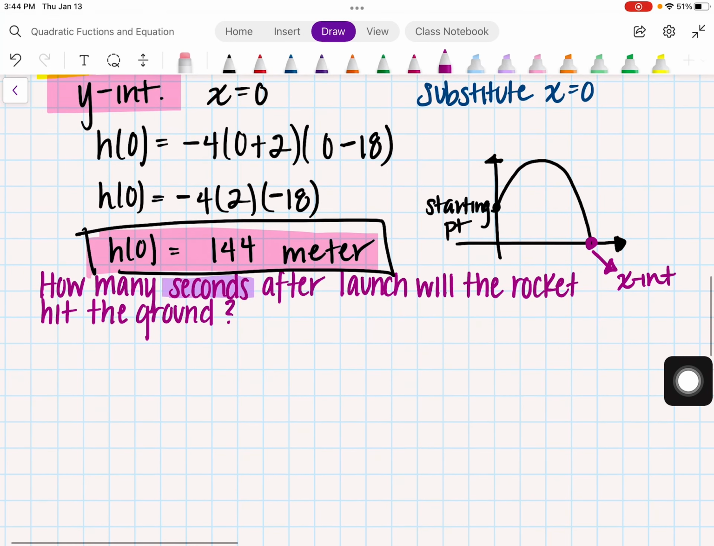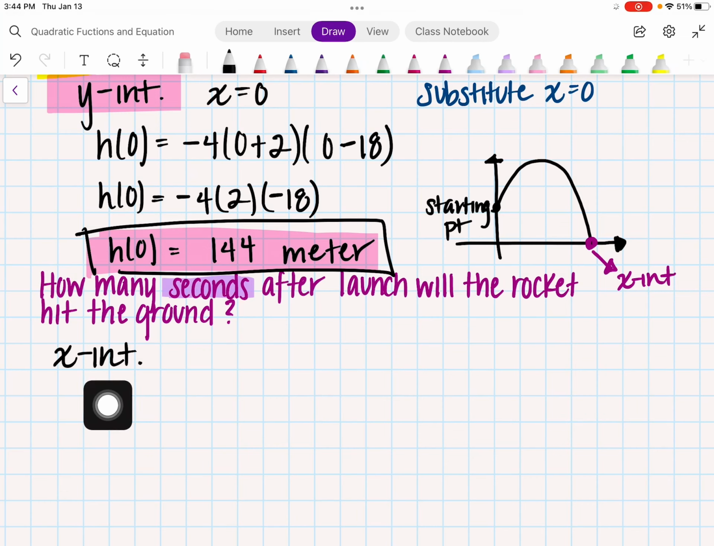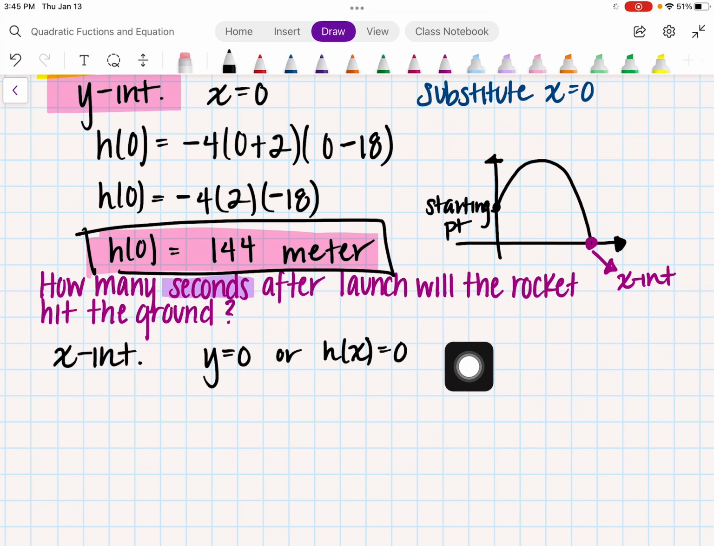And in this case, seconds do represent x. So they're actually talking about our x-intercept. So here, we have to find the x-intercept. Seconds represents x, and the value we're looking for is our x-intercept. In order for us to solve for the x-intercept, we have to make y equal to 0. Just like for the y-intercept, x had to be 0, if we want to find the x-intercept, y has to be equal to 0. Or in this case, h of x has to be equal to 0. Once again, h of x, g of x, f of x is a fancy way of saying y.